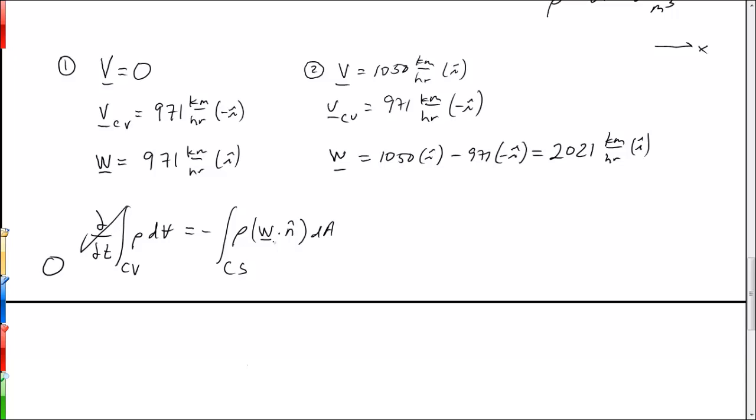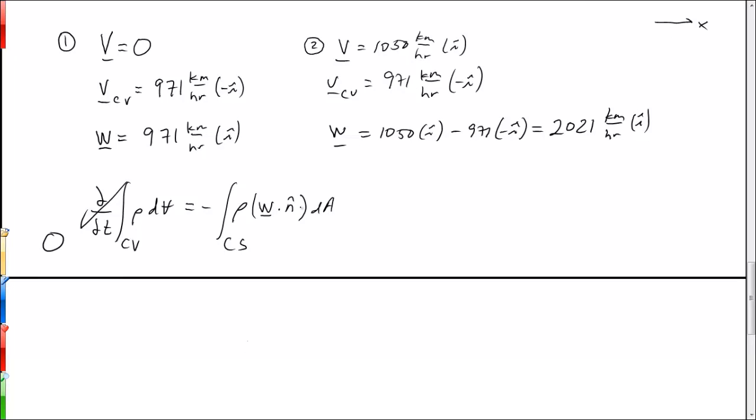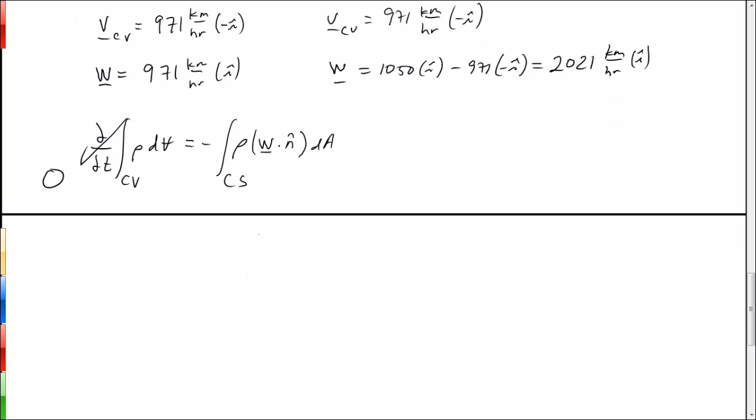So we can take this control surface and we can expand it out for the three control surfaces, or the three areas that we know of. Let me rewrite this. So, knowing that the right-hand side equals 0, we'll write it as the integral over the control surface of the density W dotted with n hat dA equals 0.